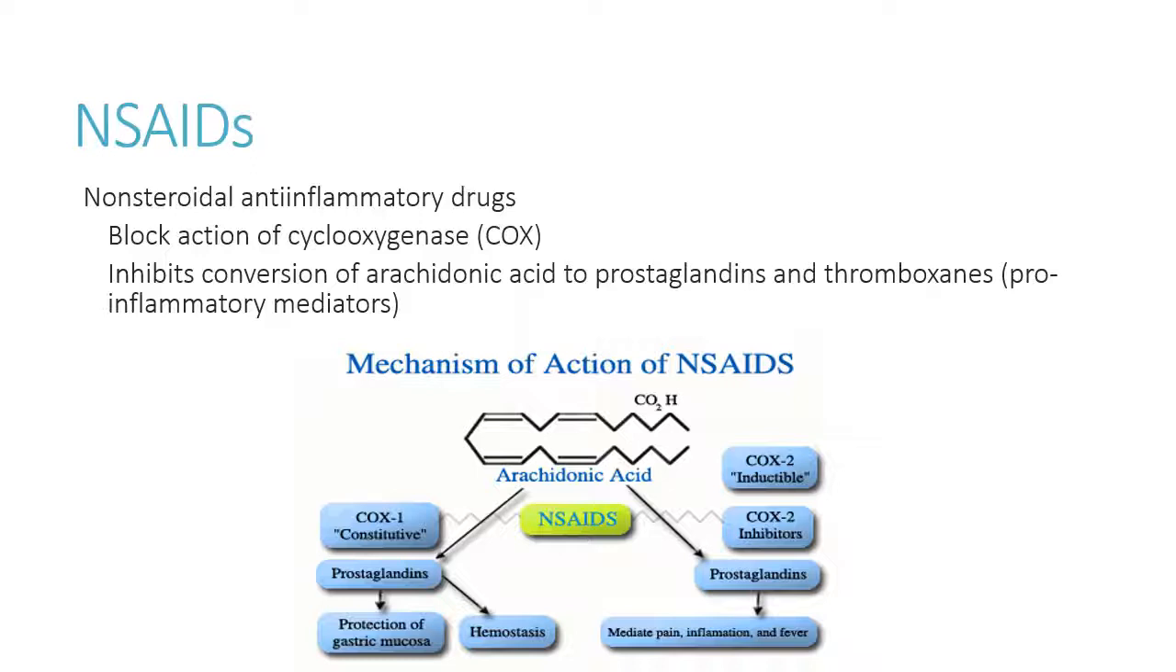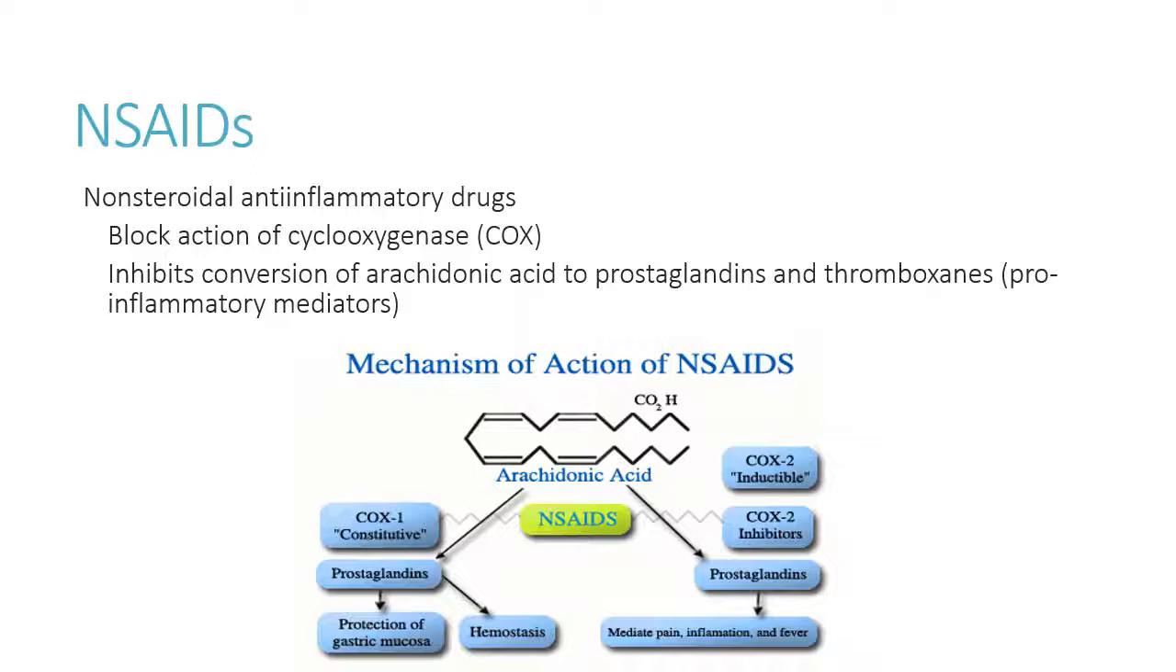Now again, how do NSAIDs work? We've already covered ibuprofen, we've covered naproxen. How do they work? They inhibit cyclooxygenase. So again, we're talking about non-selective NSAIDs, which is the large majority of NSAIDs we're talking about. They're going to be blocking cyclooxygenase 1 and 2.